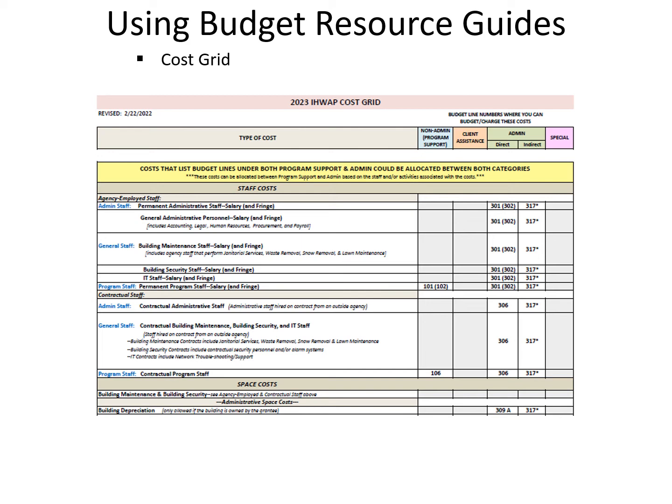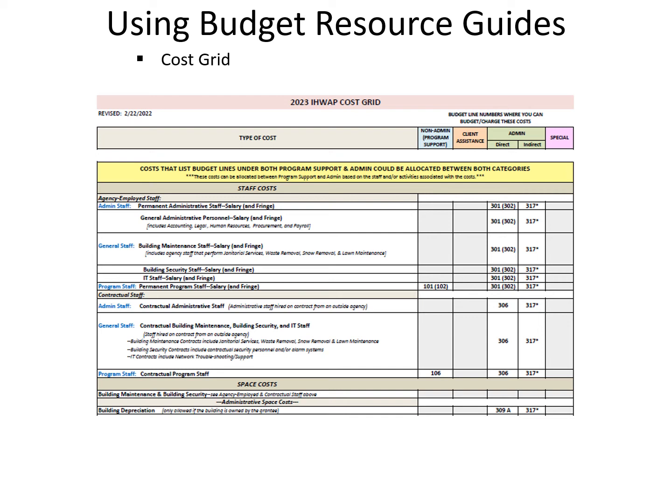We've developed the cost grid for each of the OCA grant programs to help guide you through what common costs should be charged to what budget line item. We've identified the cost in the first column, and then we've identified if it is allowed to be charged to program support in the blue column, if it is allowed to be charged to client assistance or admin or a special category. We've tried to include as many common costs as is reasonable from what we've seen through the budgets over the years, and we've tried to clearly identify what budget line items those costs can be included in.